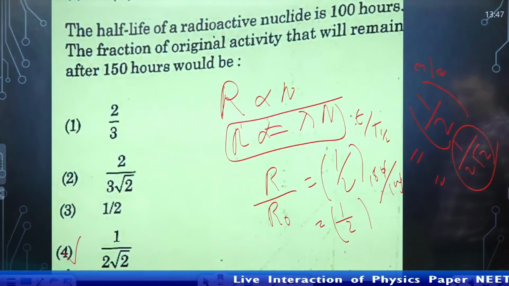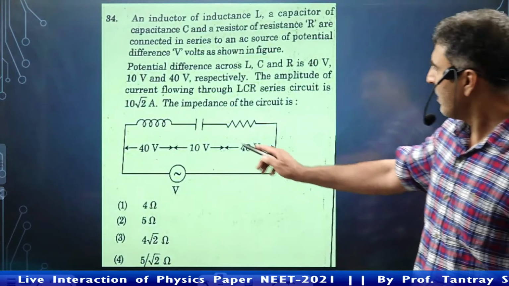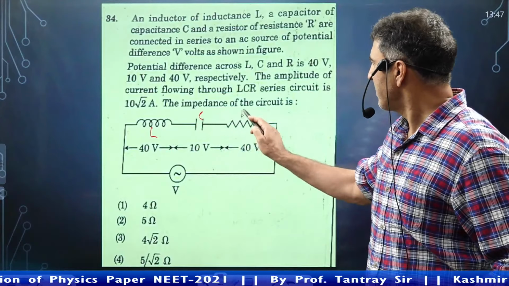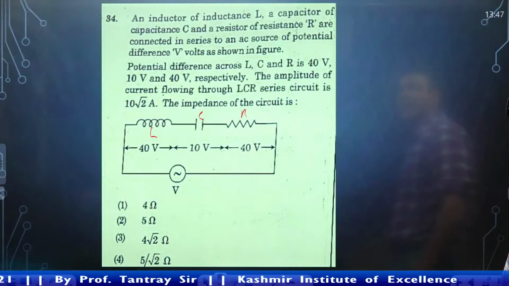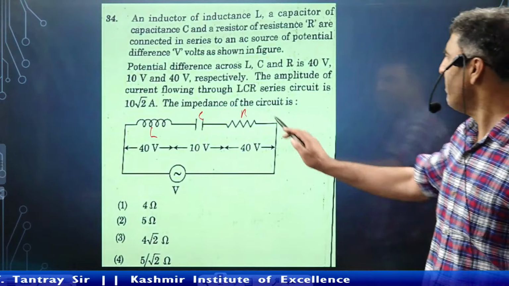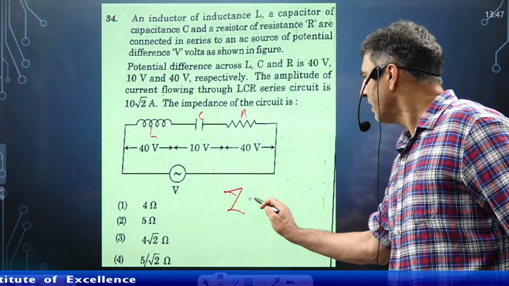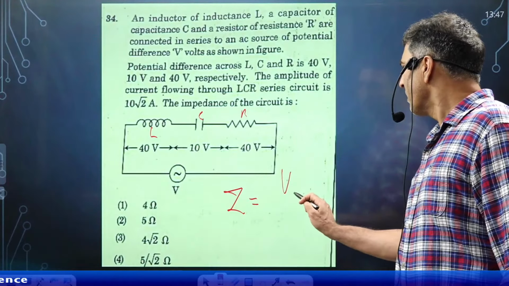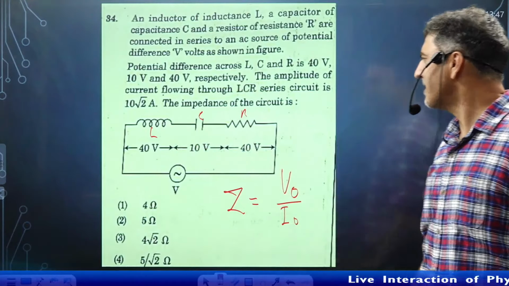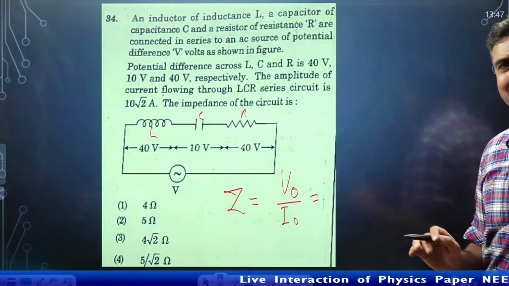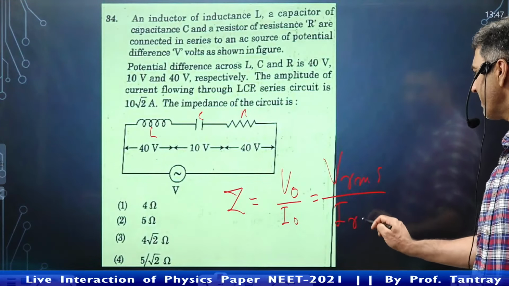Now let me go to this question. It has an inductor, a capacitor, and a resistor, and we have to find the amplitude of current. The impedance of the circuit is given. I want to give you a simple equation for impedance that anybody can remember. Impedance is peak voltage by peak current. But peak voltage is not given in the circuit. What we can find in the circuit is root mean square voltage by IRMS.